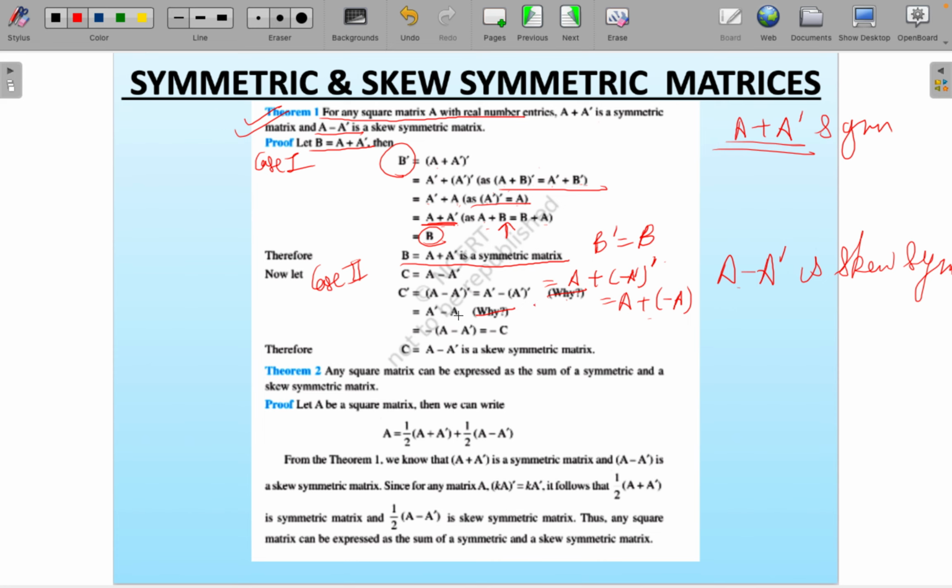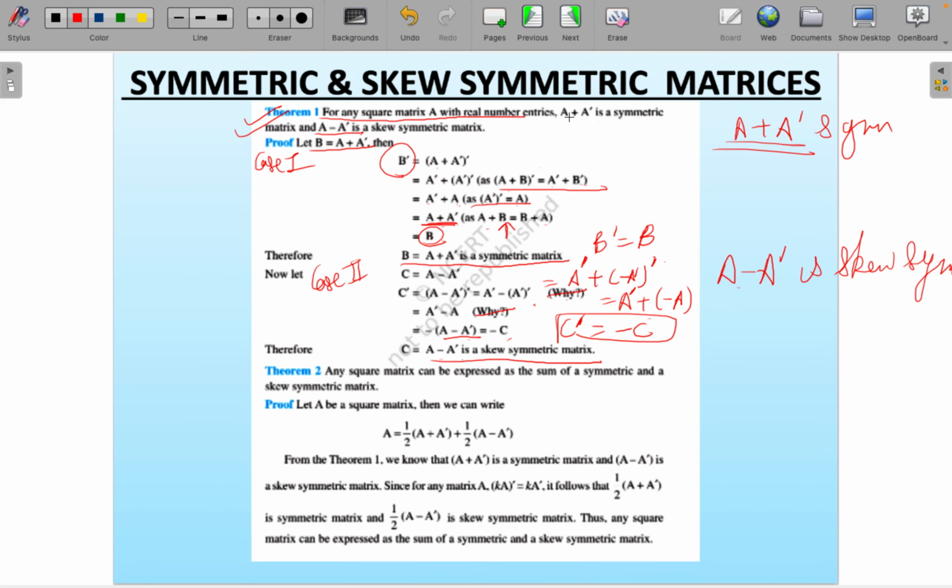So this is A minus of A transpose minus of A, right children? So this was transpose, right? So A transpose minus A. Now can I take minus sign common and अंदर क्या रह जाएगा? A minus A transpose, which is equal to C. So C dash, यानी कि C transpose is minus of C. That means, can I say C is a skew symmetric matrix? So this is what is proved.